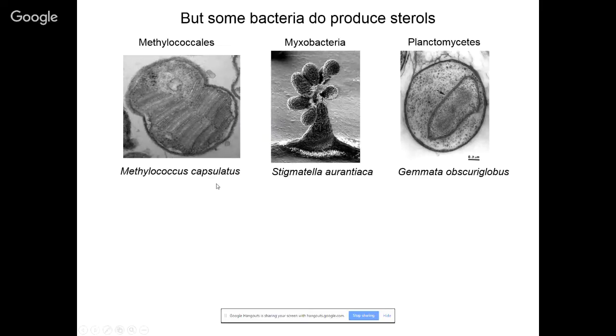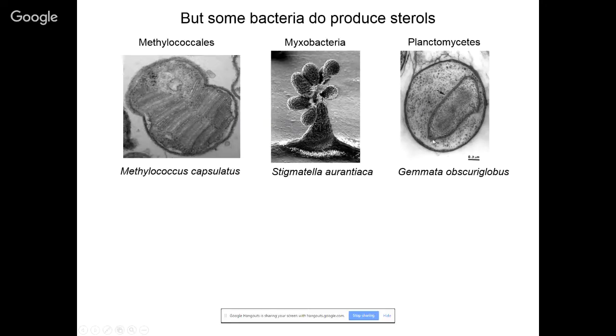And so those groups were aerobic methanotrophs like Methylococcus capsulatus, myxobacteria, which are very interesting delta proteobacteria that form these very unique fruiting bodies. They've been studied extensively for the ability to form these fruiting bodies. It's kind of a developmental model. And then one planctomycete, Gemmata, has been shown to produce sterols.